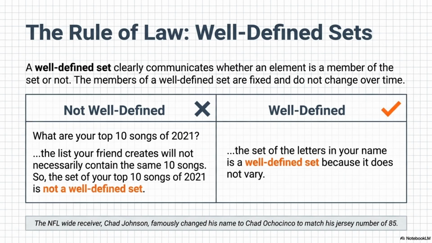But contrast that with a different parameter. Say, the set of the letters in your legal name. Okay, that is an objective fact. You can literally look at a birth certificate and verify it. It doesn't matter who is observing the set, right? The elements remain identical. Exactly.